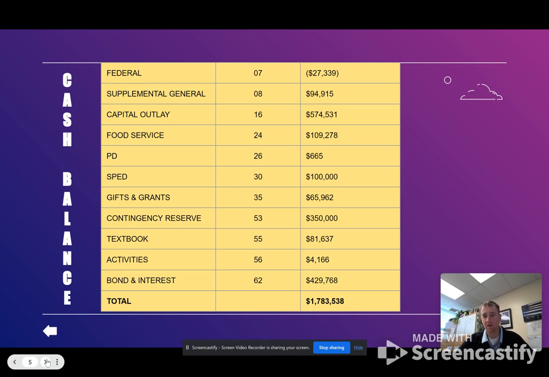We have a lot of ESSER money still coming in for an HVAC upgrade that we're getting ready to do this summer, and some projects used with capital outlay. We have had quite a bit of expenditures out of that, but I'll get to that in the next slide, for a total cash balance of just over $1.7 million.